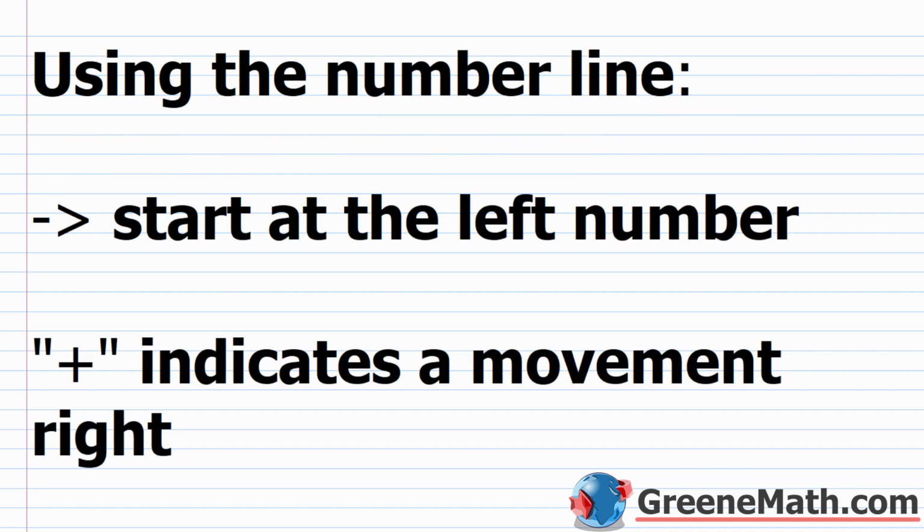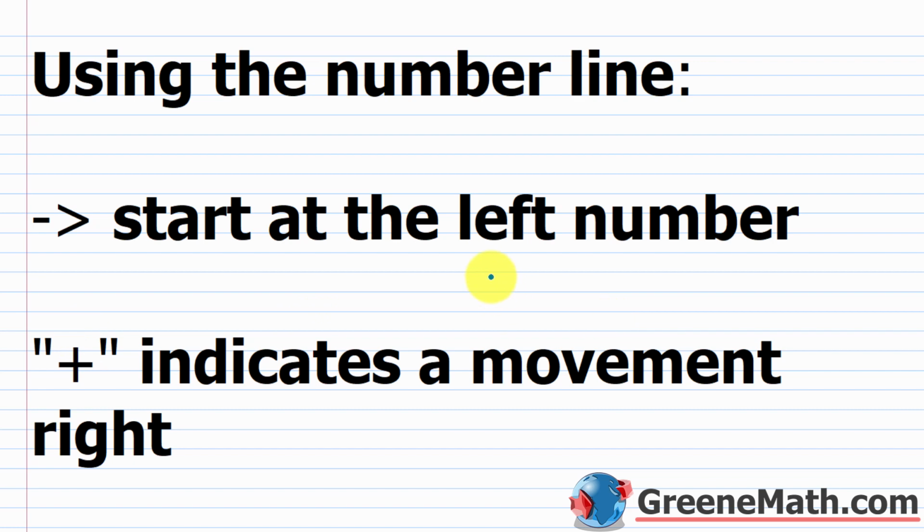Okay, so let's start out by talking about the scenario where we're going to use a number line. Basically, we'll start with the easier scenario where we're adding two or more integers with the same sign. So a positive plus a positive, which we already know how to do, or a negative plus another negative. So I have here that we would start at the left number on the number line. Then this plus here is basically for a positive number. If you have a positive number, it indicates a movement right.